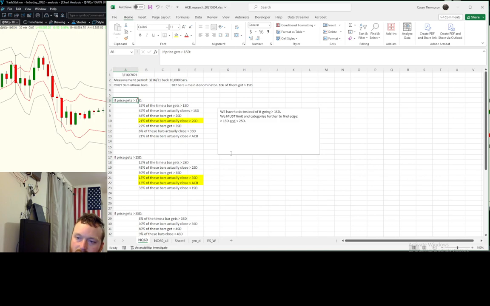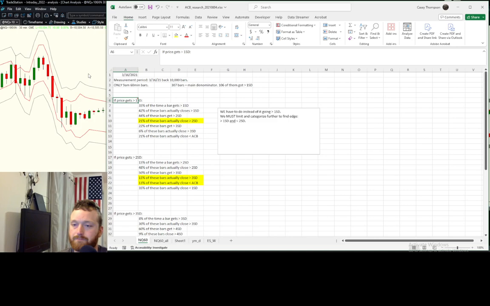44% of these bars actually get to be greater than two standard deviations. So it goes one standard deviation, then you've got a 40% chance that it's going to continue on to two standard deviations. That's definitely important. And 21% of these bars actually close greater than two standard deviations. And I think I highlighted that.